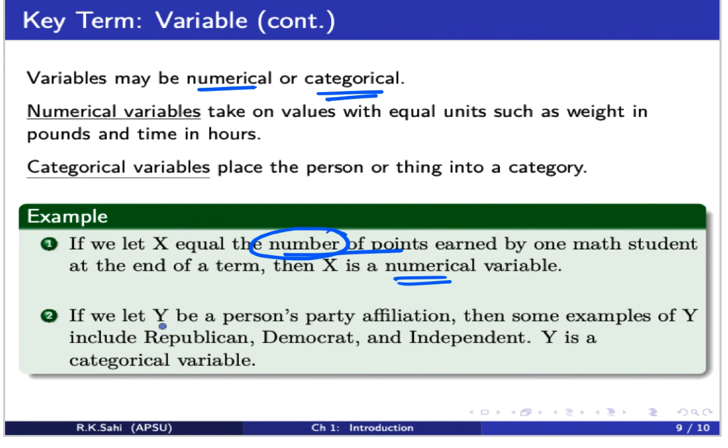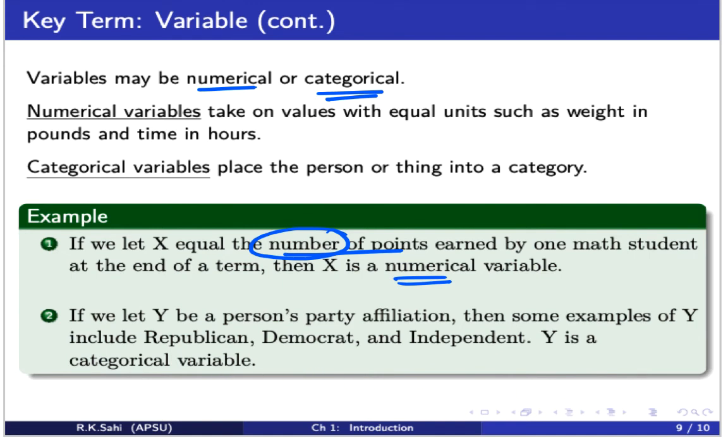Second would be if you let capital Y be a person's party affiliation, then some examples of capital Y could be, say, Republican, Democrat, Independent. Now, clearly, you do not see any numbers. You're seeing a word, so that is a categorical variable.